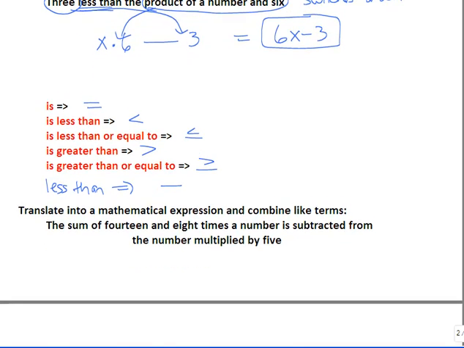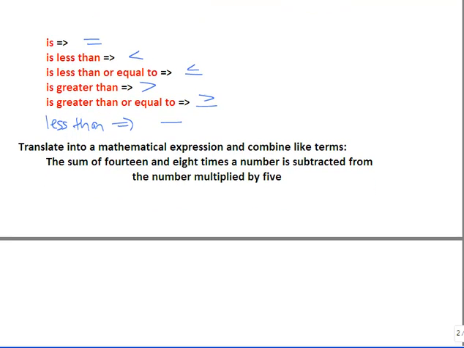Okay? For our last example here, we're going to not only translate this sentence, but then we're going to simplify it and combine any like terms that we might have. Okay, so it's a big sentence, so we want to kind of break it up into pieces and look for those keywords. It says the sum of 14 and 8 times a number is subtracted from the number multiplied by 5. So there's lots of little phrases in here.